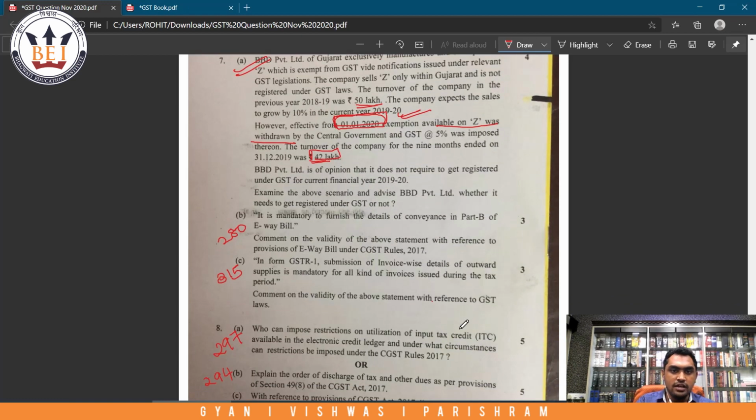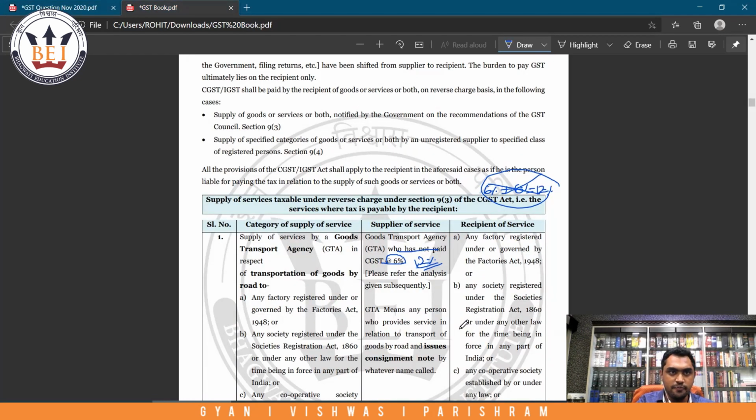Okay. Next question. It is mandatory to furnish the details of conveyance in part B of the e-way bill. Validity of the above statement. I will say it is partly correct because there were two exceptions to this. If you remember, there was one provision of 50 kilometers from the place of consignor to transporter, or transporter to consignee. If you don't remember, I will just show it to you.